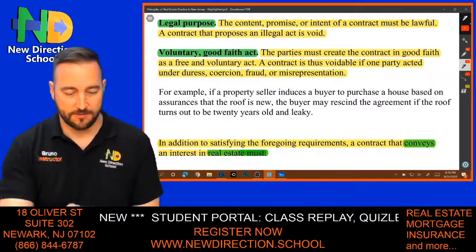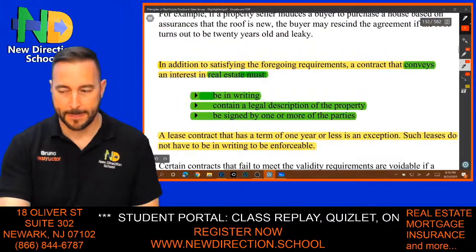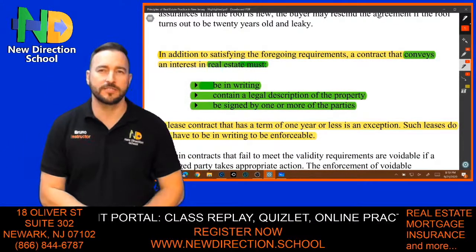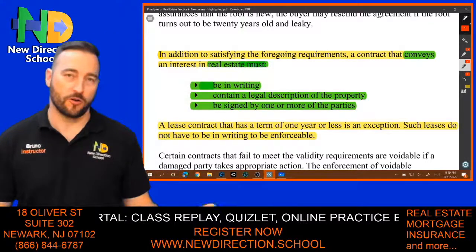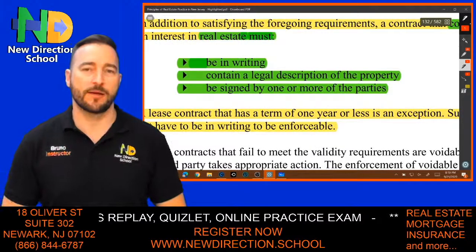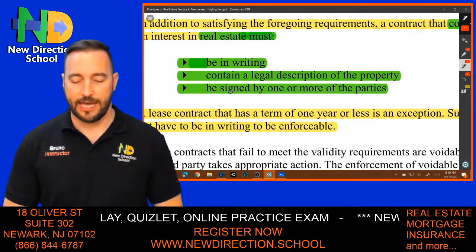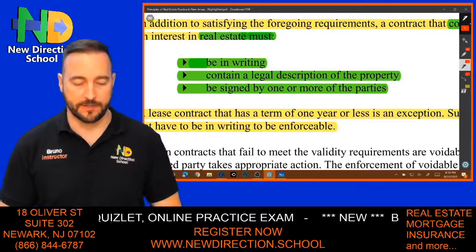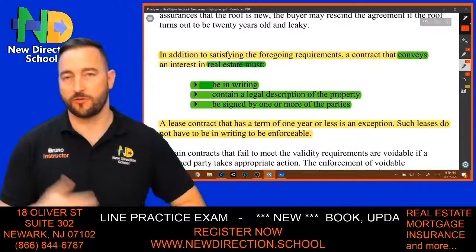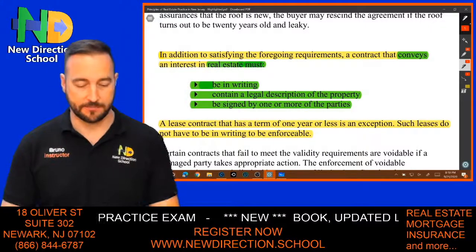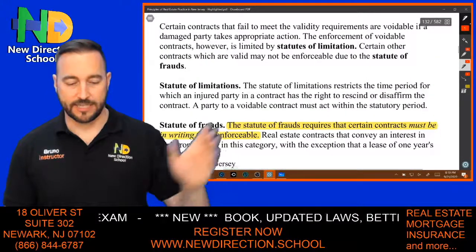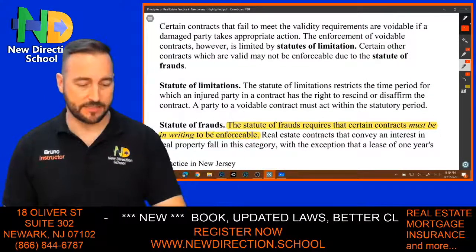All right, so back to this. In addition to satisfying the requirements, a contract that conveys or transfers an interest in real estate must be in writing, contain a legal description of the property, and be signed by one or more of the parties. You guys already know legal descriptions, right? If it's a lease, sometimes only the landlord must sign, or only the tenant must sign, depending. I already talked about statute of limitations. That's on a state-by-state basis.